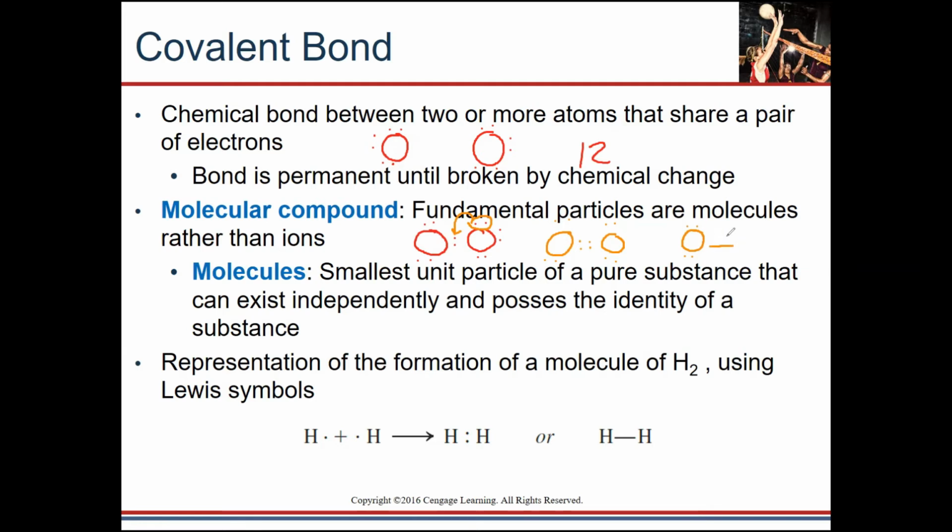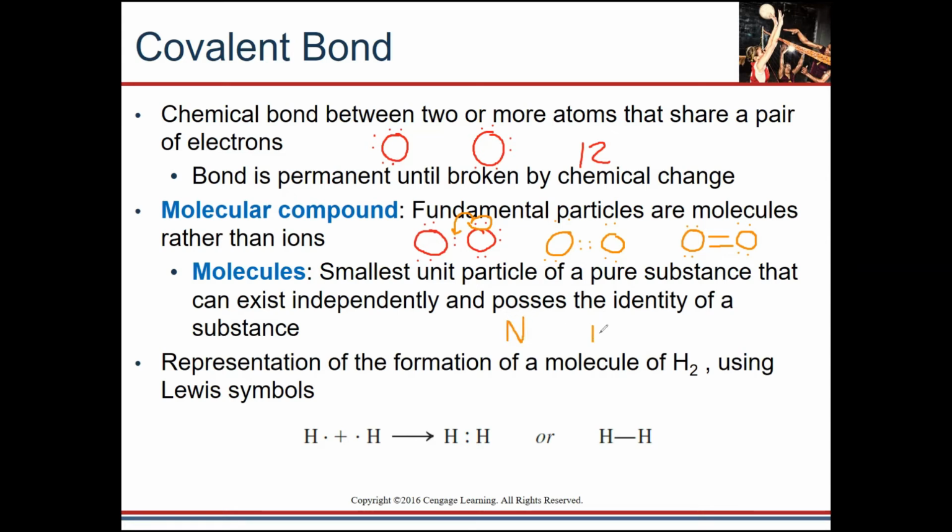So we're sharing 4 electrons. We make what we call a double bond, right? One line represents the sharing of 2 electrons. Two lines, or a double bond, represents sharing of 4 electrons. Does that make sense? Okay, let's do this next one.